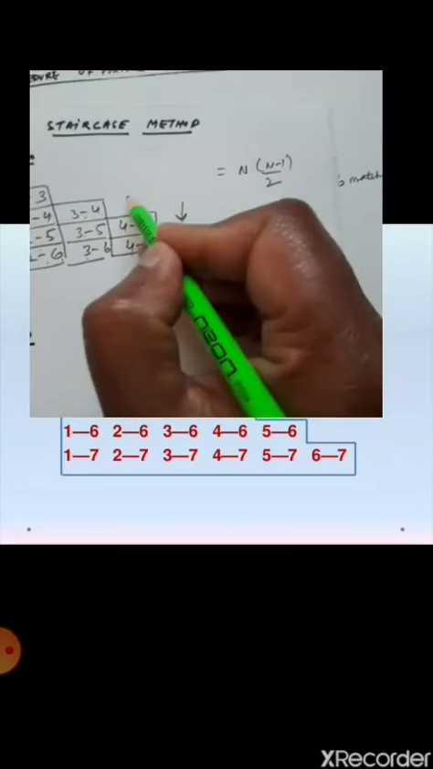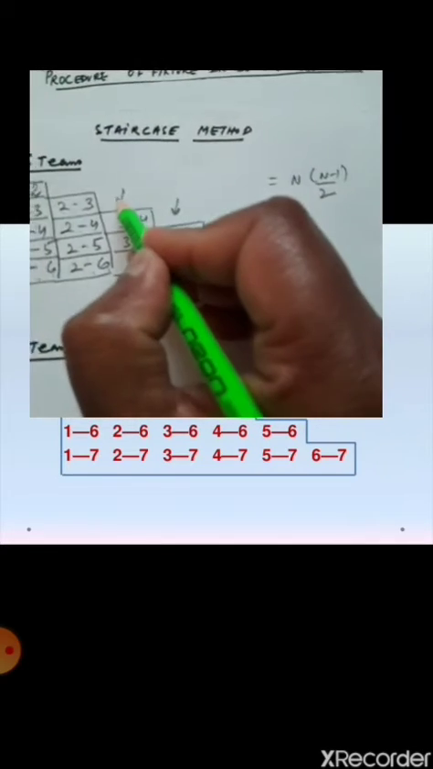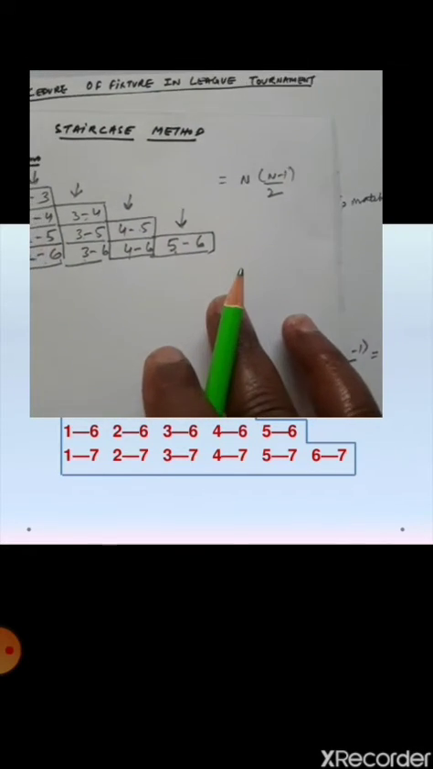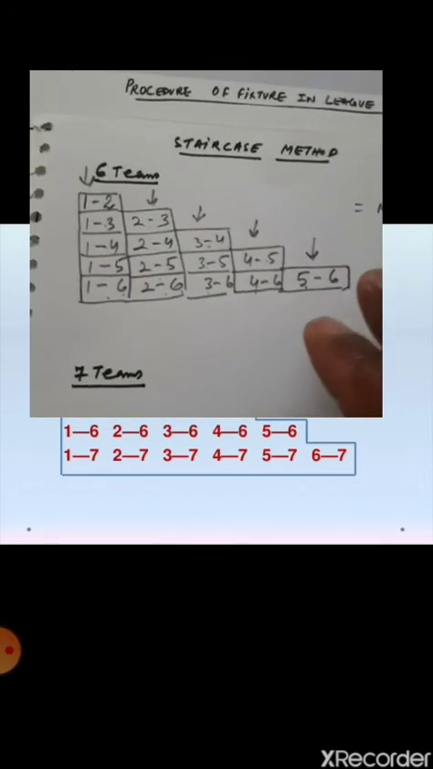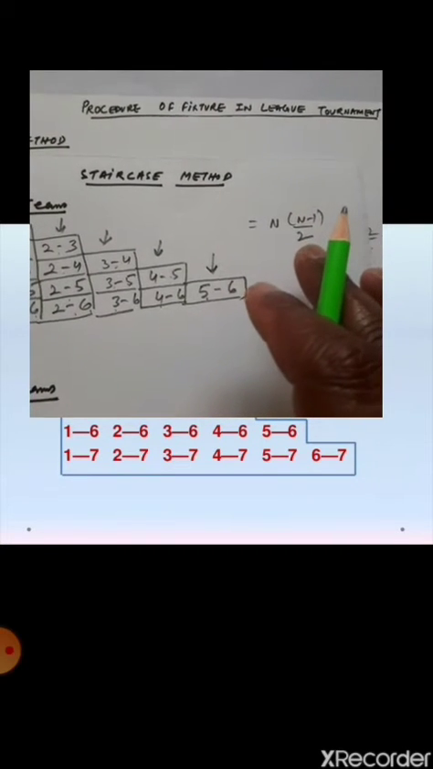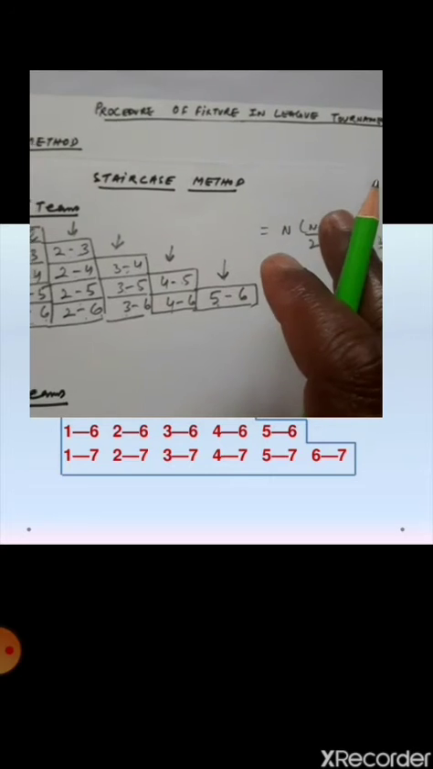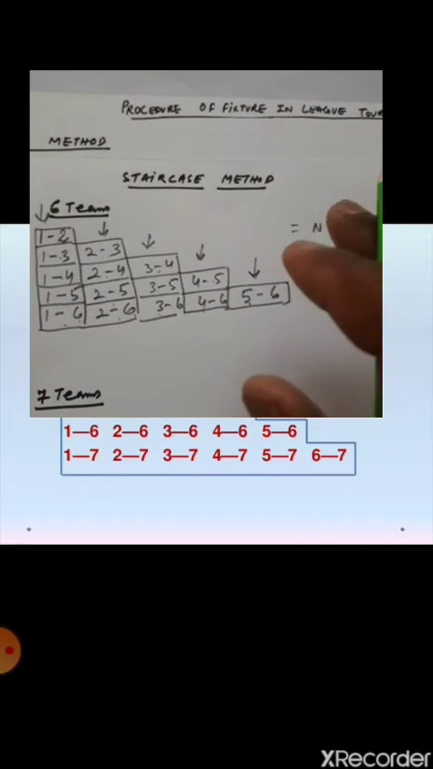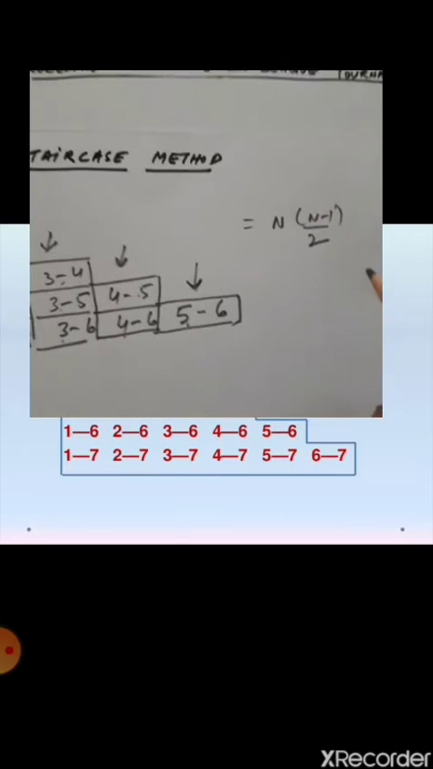So the shape which comes is staircase type. That's why this method is known as a staircase method. This method is useful only to calculate the number of matches. There is no other importance of this method, because there is no clarity which team is going to play which day, which round. Nothing you can find from this method. Only you can calculate the number of matches.